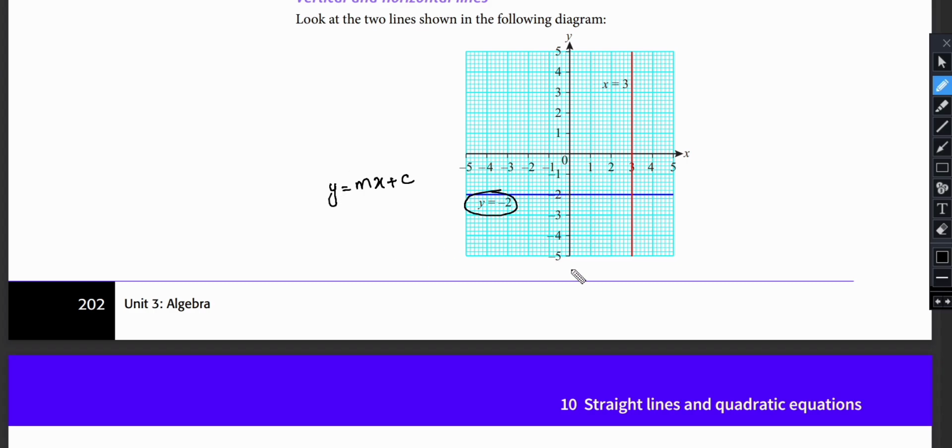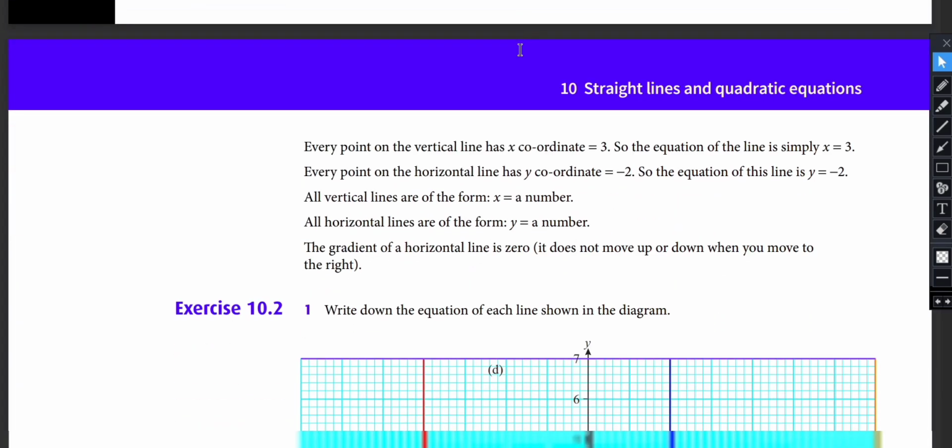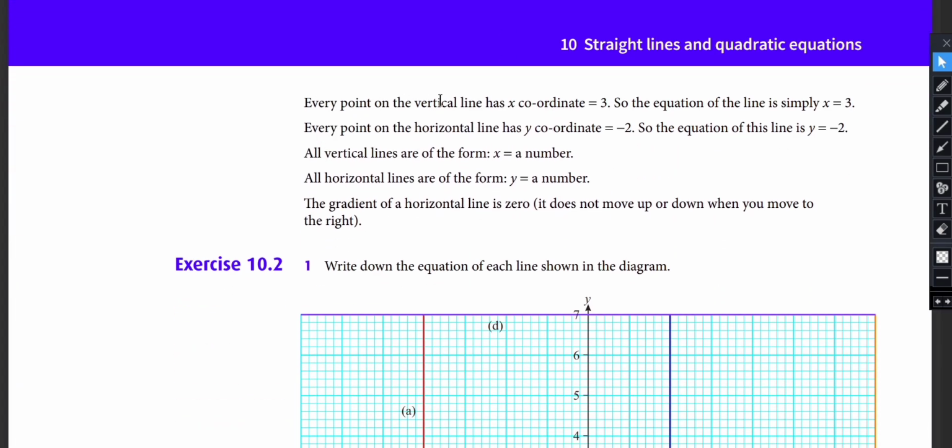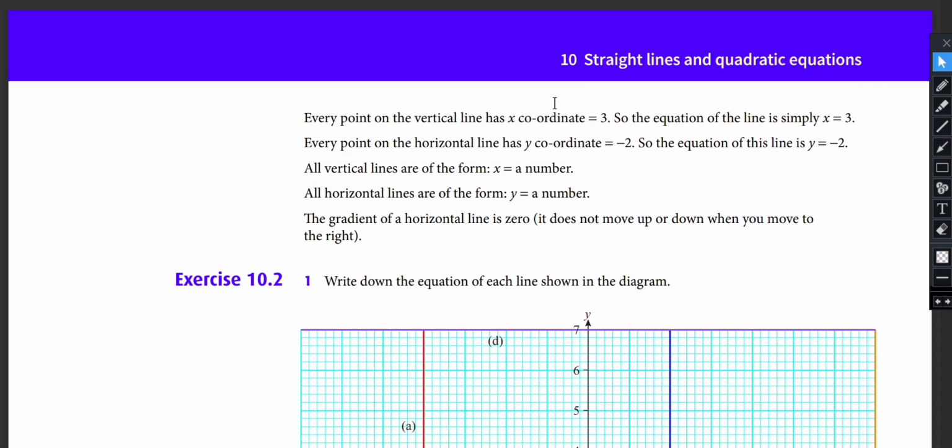So the gradient of this horizontal line is going to be 0. So y is equal to 0x plus c, and we know that anything multiplied by 0 is going to be 0. So we will have y is equal to 0 plus c, or basically y is equal to c. Our line is crossing the y-axis at -2, so instead of c, we write y is equal to -2, and that is the equation that has been written over here already. Now what they're saying is that every point on the vertical line has x coordinate equal to 3, as we just saw.